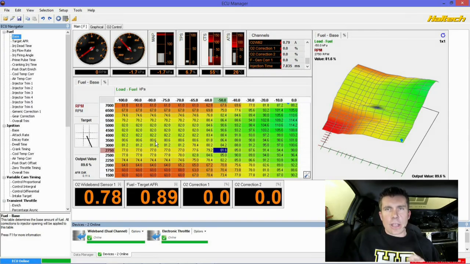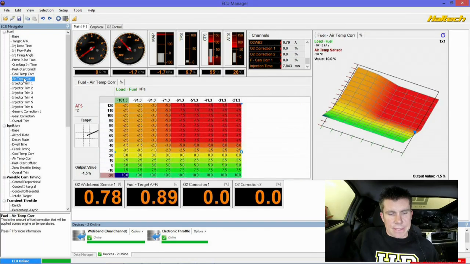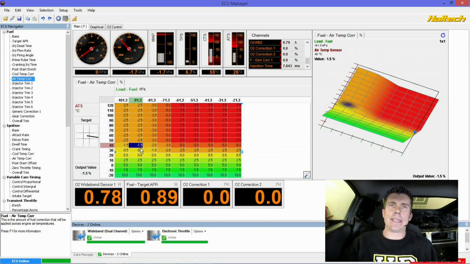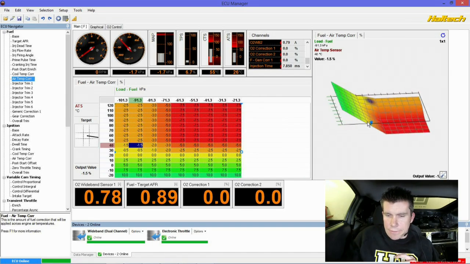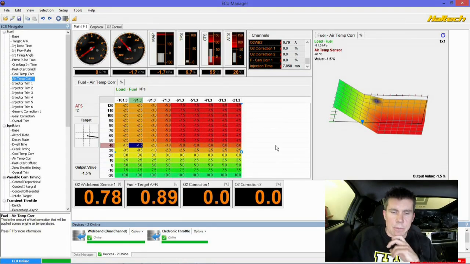So let's look at one of the first tables that we have available, which is our air temperature correction table. Now, this is a really key table because it allows the ECU to compensate the fuel delivery based on air temperature. And what you can see here in our table is we've got air temperature on the vertical axis, and we've got our engine load in kPa on the horizontal axis. And you can see here graphically the sort of shape of the table we've got.